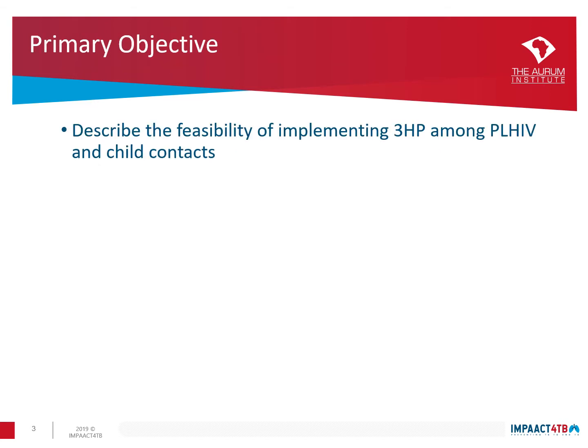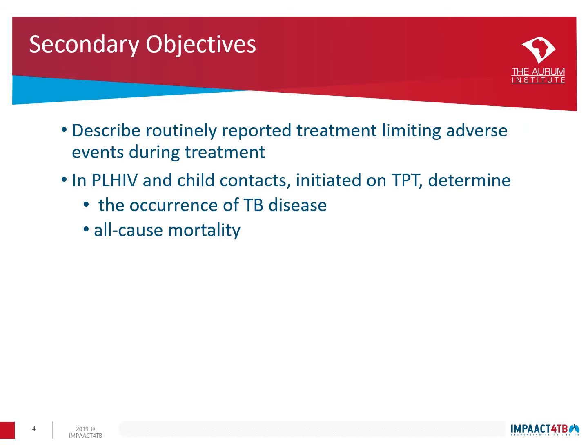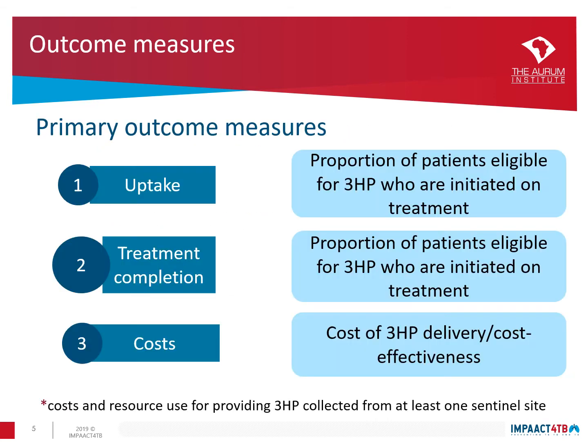The primary objective of the evaluation is to describe the feasibility of implementing 3HP among people living with HIV and child contacts. Secondary objectives are to describe routinely reported treatment-limiting adverse events during treatment and to determine the occurrence of TB disease and all-cause mortality in people living with HIV and child contacts initiated on TPT.